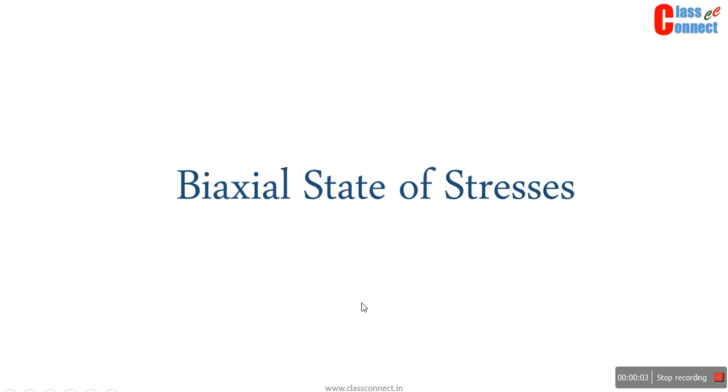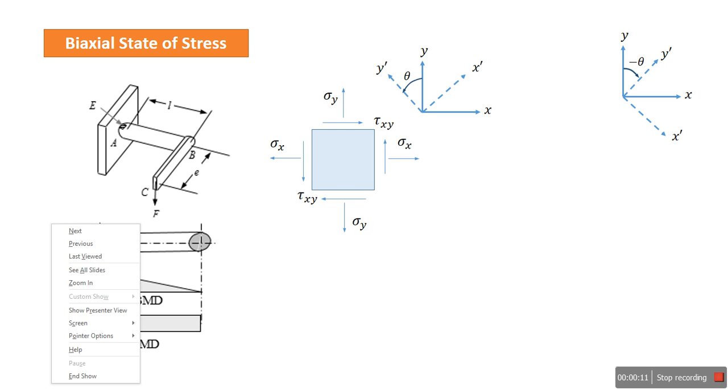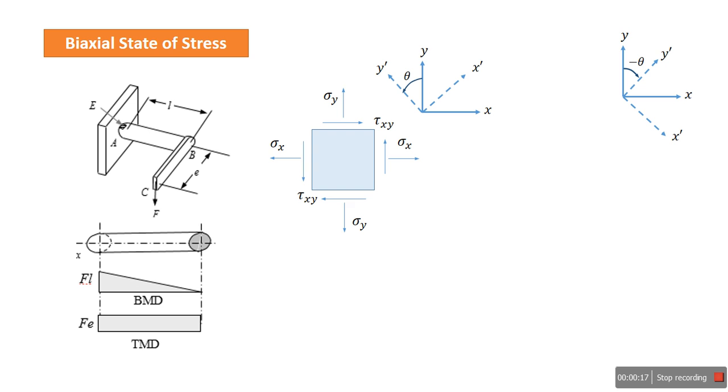So in this video tutorial we will discuss biaxial state of stresses. The general biaxial state of stress is shown here. Here the stresses are acting in two directions, x direction and y direction. And one specific case for this is shown here in this figure.